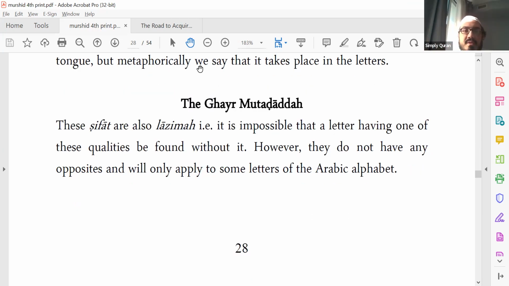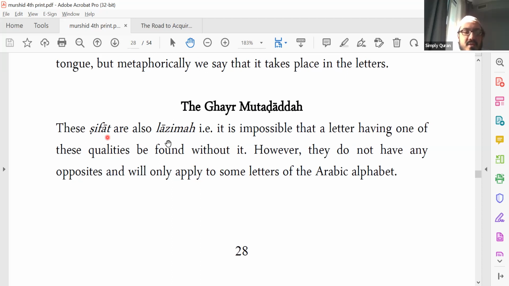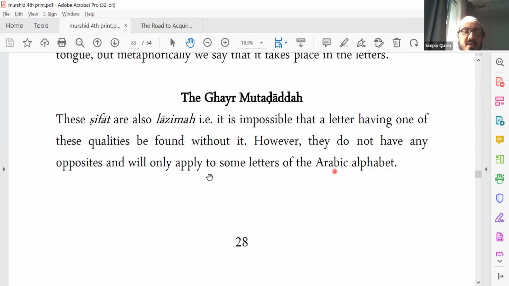So let's see what the author says here. The ghayr mutadadda, these sifat are also lazima. Lazima again means intrinsic or permanent. That is, it is impossible that a letter having one of these qualities be found without it. However, they do not have any opposites and will only apply to some letters of the Arabic alphabet. That's why it's a bit easier.